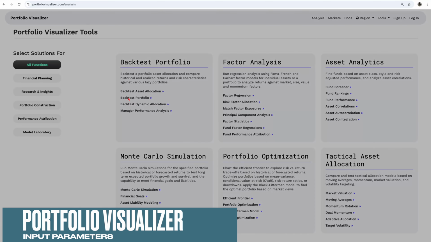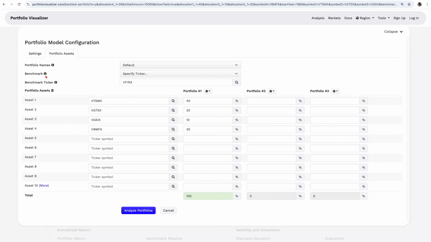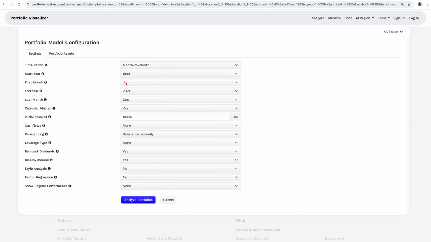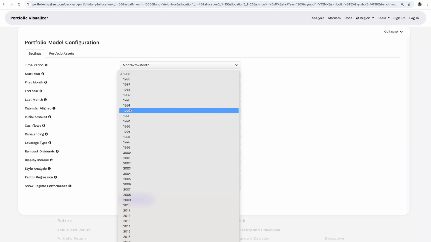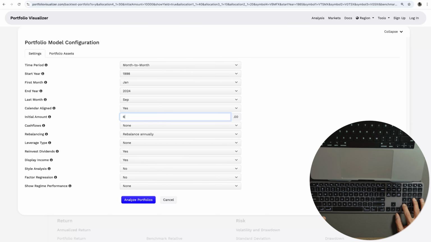Click on the backtest portfolio, edit portfolio, go to settings. For the time period, you can either go month to month, which gives you an option to select the month within the year, or you can go year to year. I'm going to go month to month, January 1998 through September 2024. The initial investment is $616.